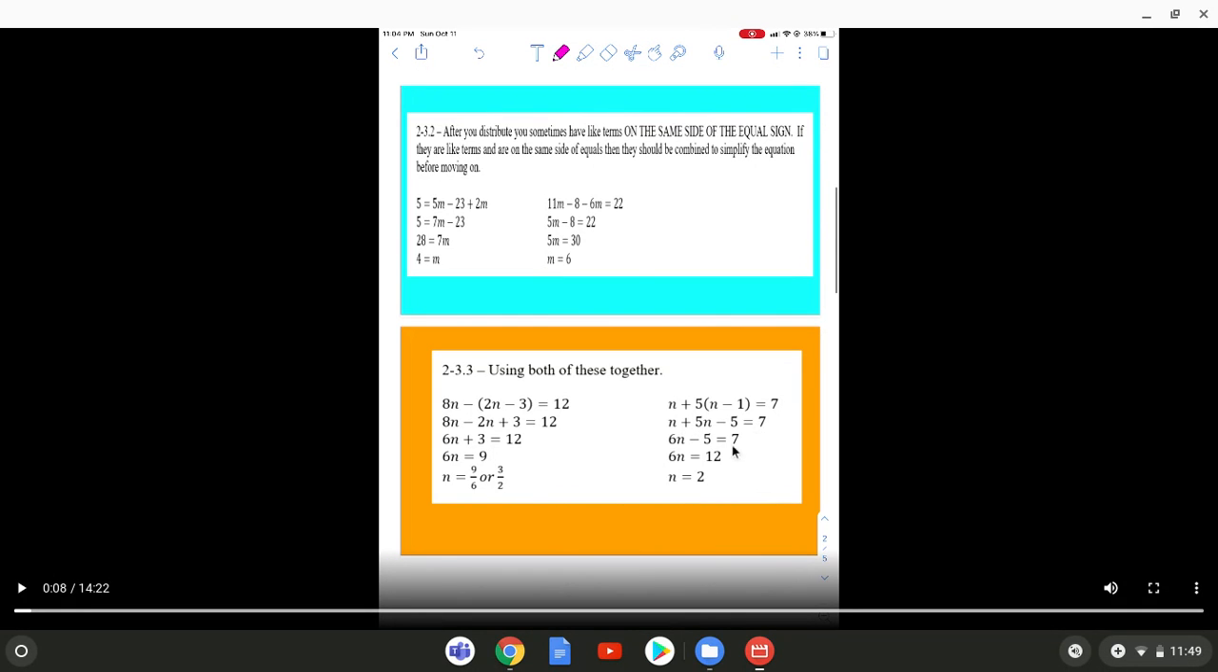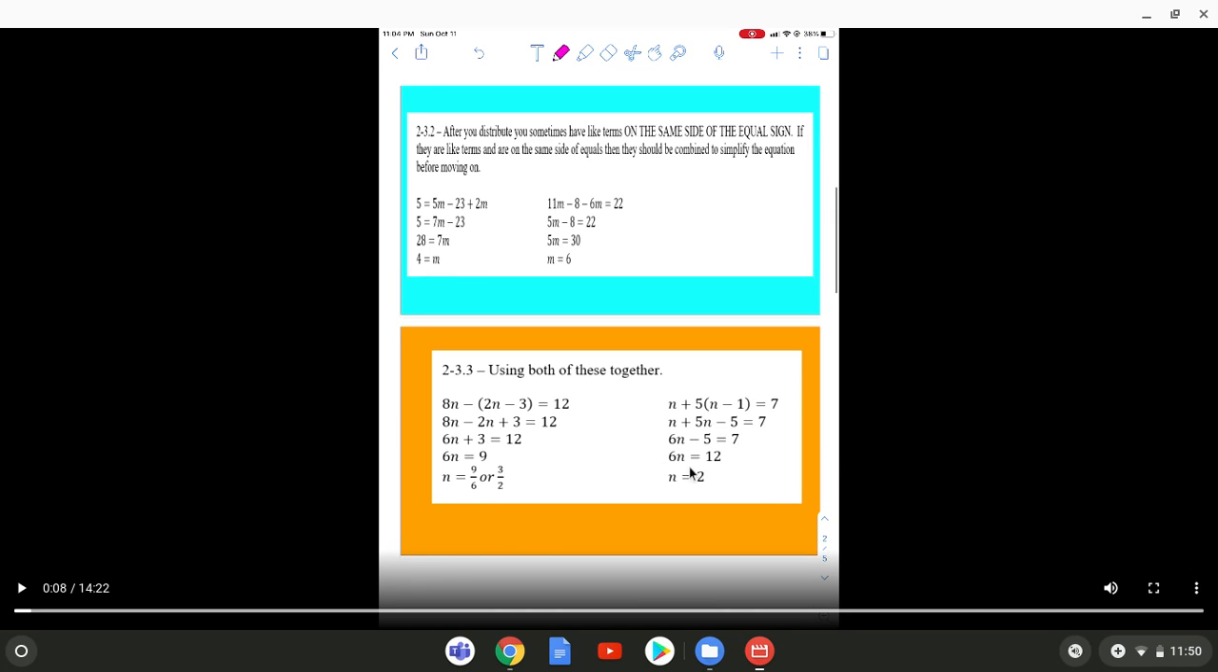And that is going to give me 6n, and my -5 stays the same. To get rid of that -5, I'm going to use addition to undo my subtraction and add 5 to both sides. So I'm going to do -5 plus +5, which gives me 0, and 7 plus 5, which gives me 12.